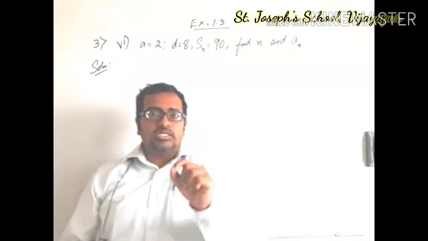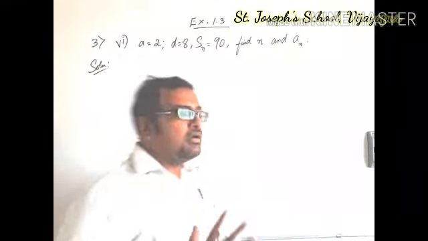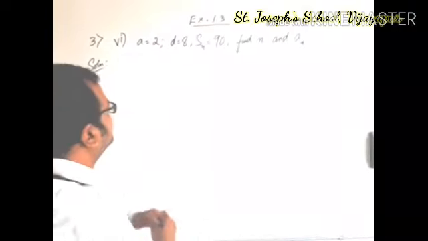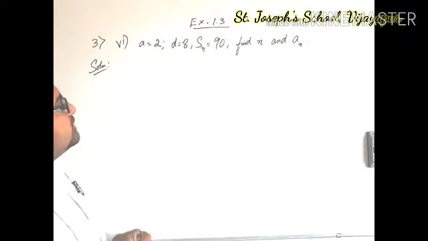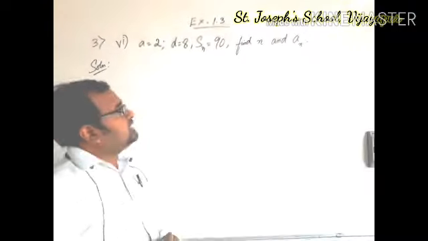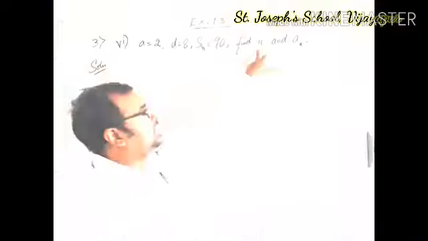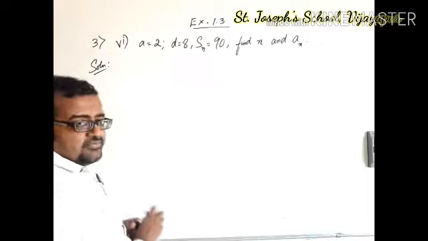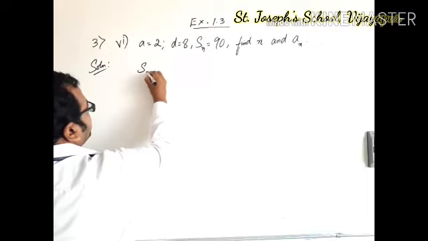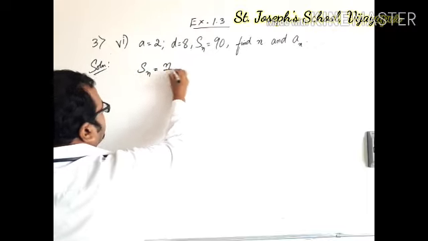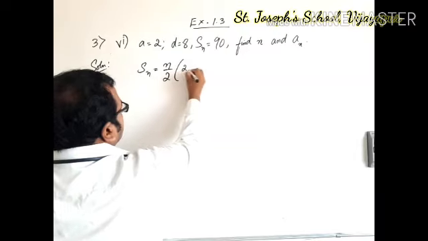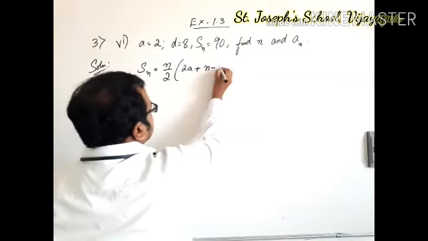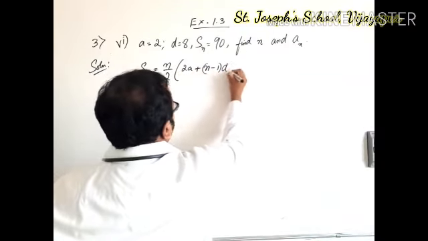It's time for the solution of sub-question number 6. Okay, 6. Now a is equal to 2, d is equal to 8, Sn is equal to 90. We have to find the n value and the an value. Let us go with the Sn formula. Sn is equal to n upon 2 into (2a plus (n minus 1) into d).